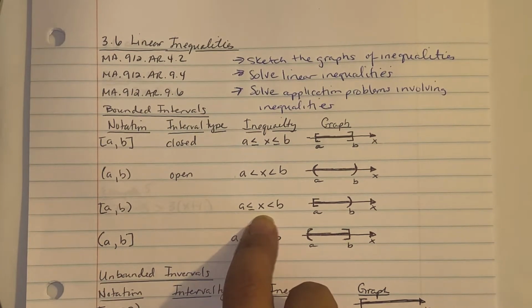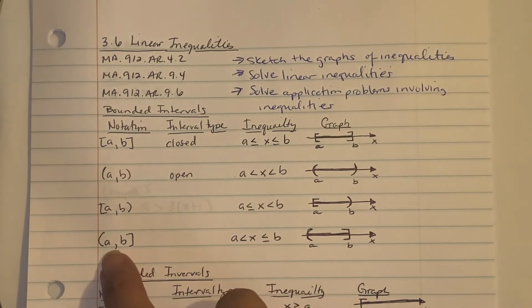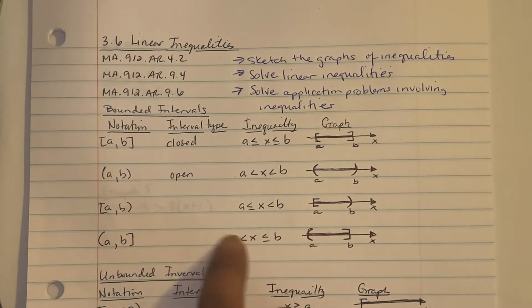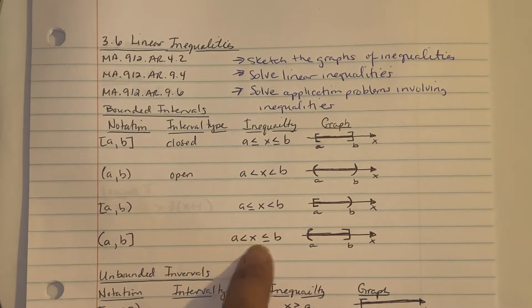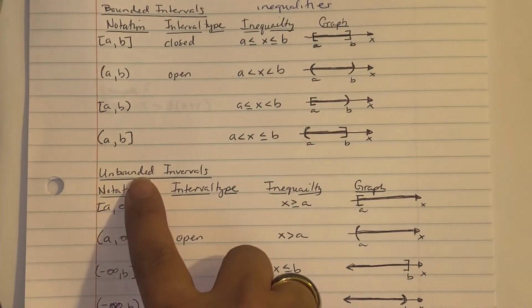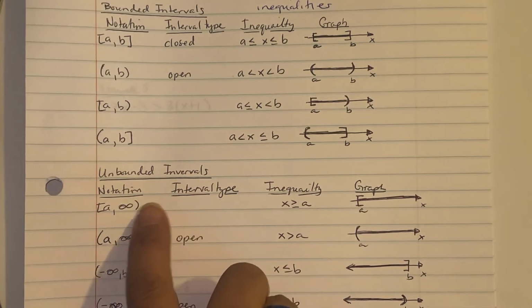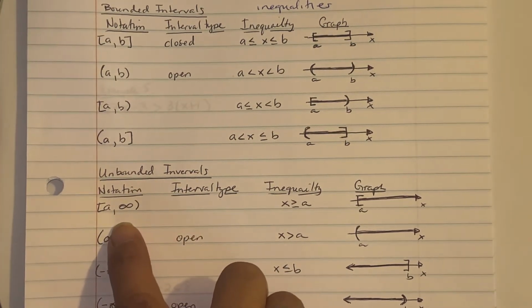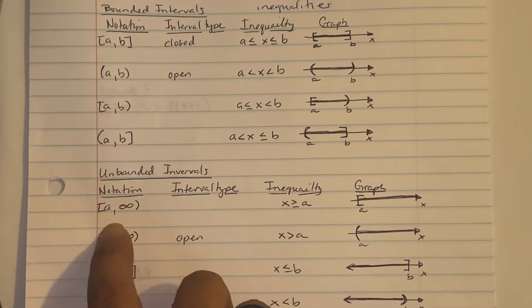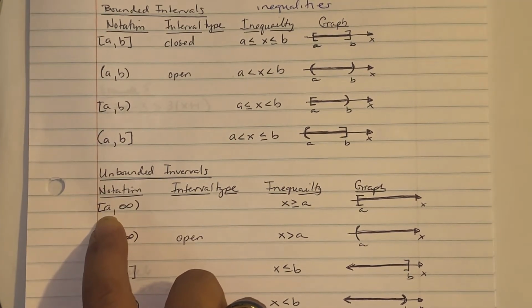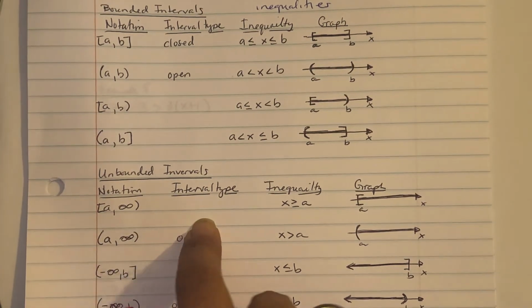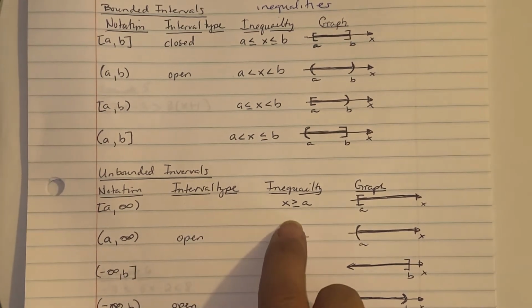Or you could have the a in parentheses and the b with a closed bracket, which means the a is not included in your solution, but b is. You can also have unbounded intervals. Unbounded intervals means that the graph line is continuous. It's going to go to positive and negative infinity. So here in this example notation, it's a bracket of a comma positive infinity. It's not considered an interval type because it is going to an infinite value.